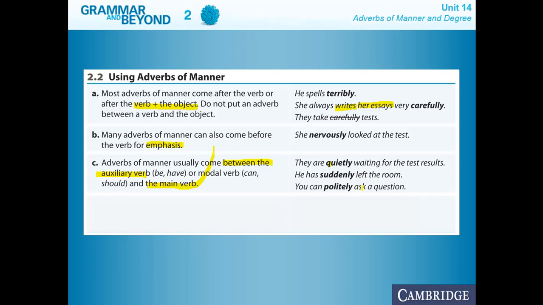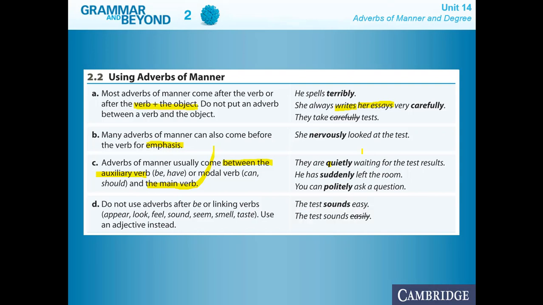You can politely ask a question again. We have the adverb within the auxiliary verbs and the main verbs. Important. Do not use adverbs after be or linking verbs such as appear, look, feel, sound, seem, smell, and taste. Use an adjective instead. The test sounds easy. The test sounds easily, right? That's important. Okay.